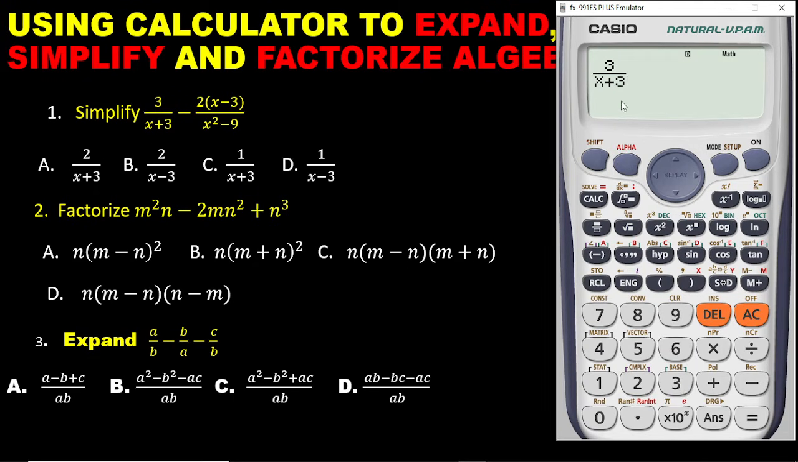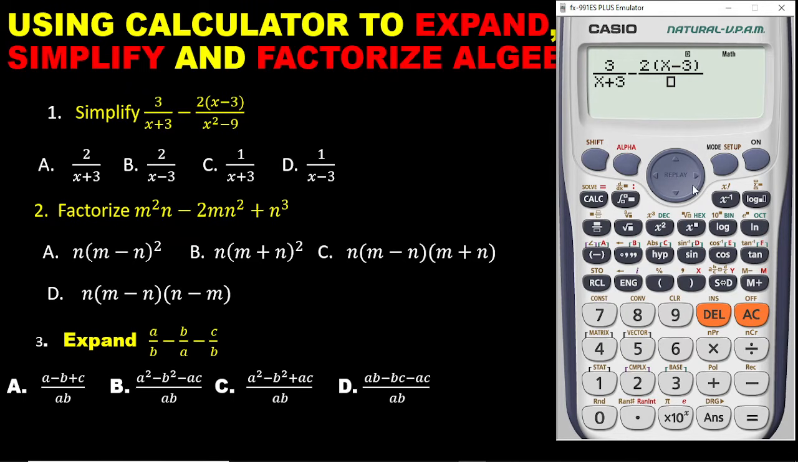You can see that the cursor is down. That means we need the cursor to move up, and you do so by pressing the right arrow key. So we have minus, and the second one is also a fraction. Okay, so we need to open the fraction button. Then we have 2 bracket open, and then we have x minus 3. So to get the x, you press alpha, and then you press x. Then we have minus 3. Now remember to close the brackets. So we are done with the top one.